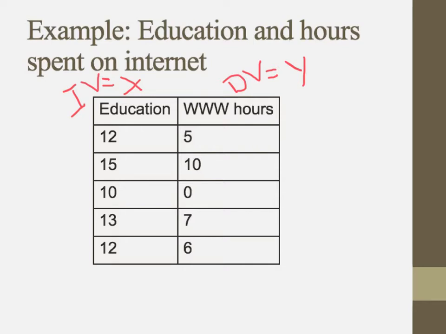Now, a simple hypothesis for this might be that as education increases, hours spent on the internet also increases. And that could be a possible hypothesis for this relationship. So let's go ahead and plot these on an XY axis.